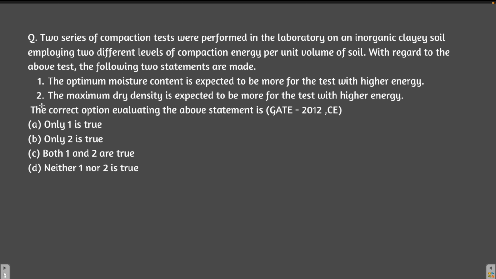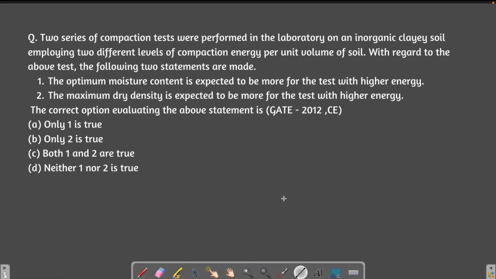The third question says that two series of compaction tests were performed in the laboratory on inorganic clayey soil, employing two different levels of compaction energy per unit volume of the soil. With regard to the above test, the following two statements are made. The optimum moisture content is expected to be more for the test with higher energy. So first of all, let me draw the diagram for you.